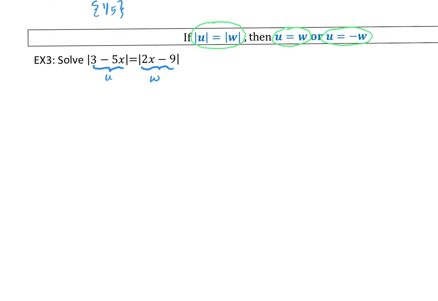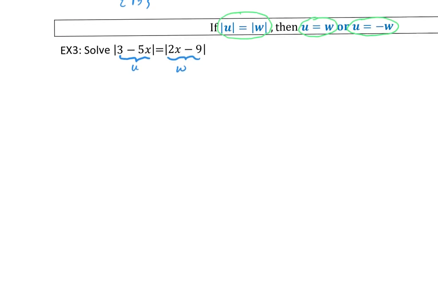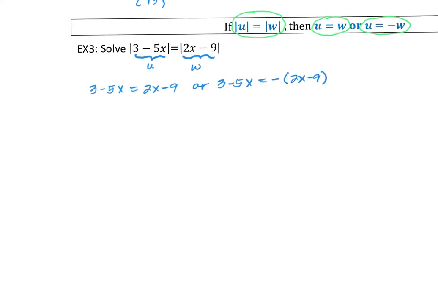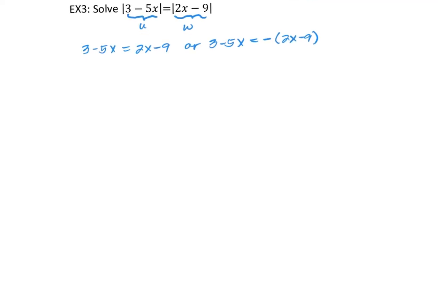And I could split this up, maybe I'll do it under here, into keep the u, so that would be 3 minus 5x equal to keep the w, 2x minus 9, or keep the u, 3 minus 5x, equal to the negative of everything inside the absolute value, so parentheses 2x minus 9. So just be careful with your use of parentheses. And now we'll go ahead and solve these equations separately.